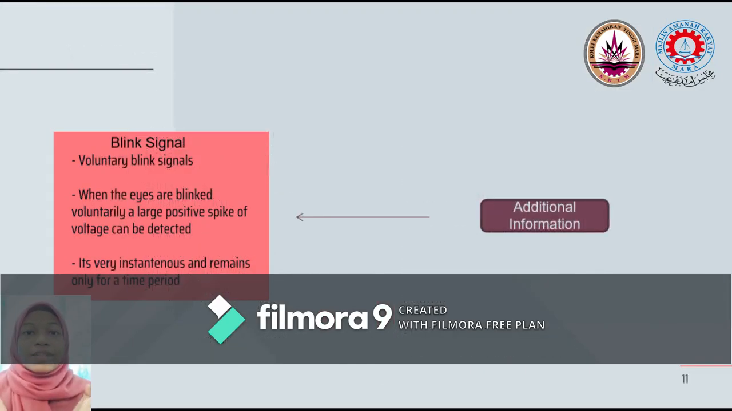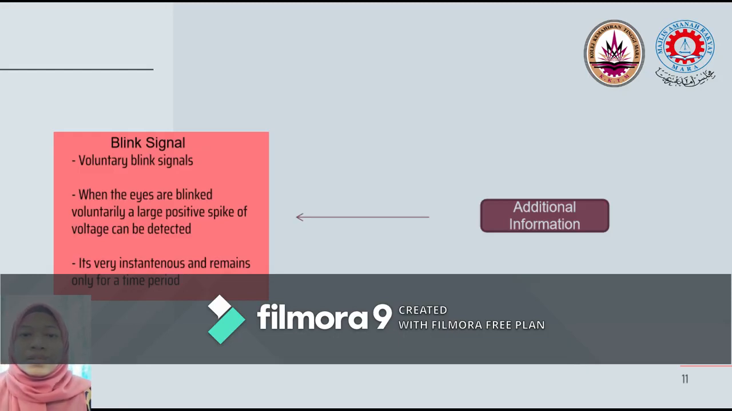For additional information, signal and noise have blink signal too. Blink signal has 2 signals. What are those 2 signals? The 2 signals from the blink signal are voluntary blink signal and involuntary blink signal. Voluntary blink signal is when the eyes are blinked voluntarily, a large positive spike of voltage can be detected. This detected spike is very instantaneous and remains only for a time period of 1 millisecond.